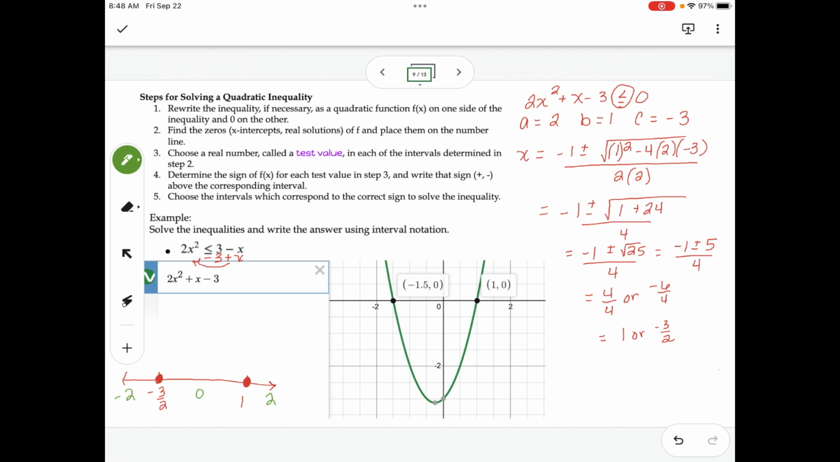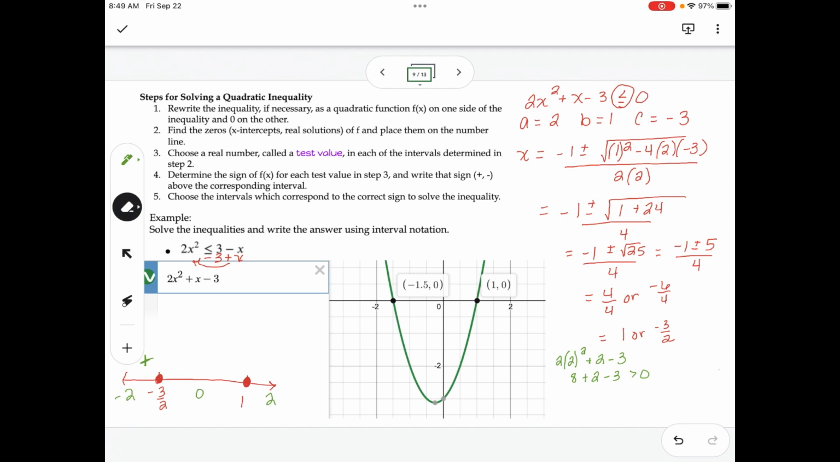Then what I'm going to do is substitute those values into my function. So 2 times 2 squared plus 2 minus 3. When I substitute these values in, I'll have, let's see here, 2 squared is 4, 8 plus 2 is 10, minus 3. Doesn't matter what the result is. I know this is greater than 0. So everything to the left of here is going to be positive.